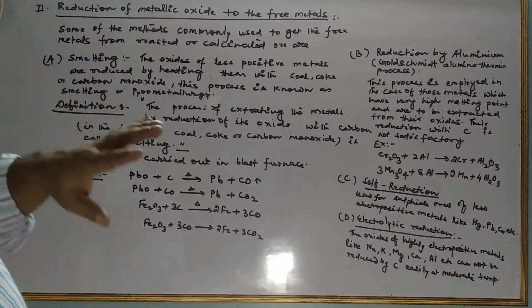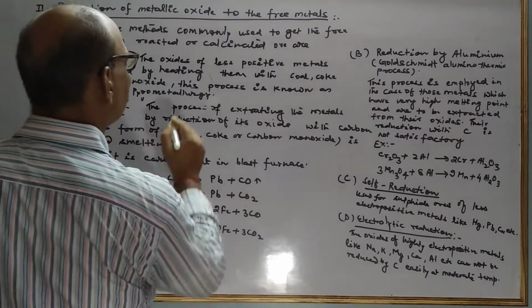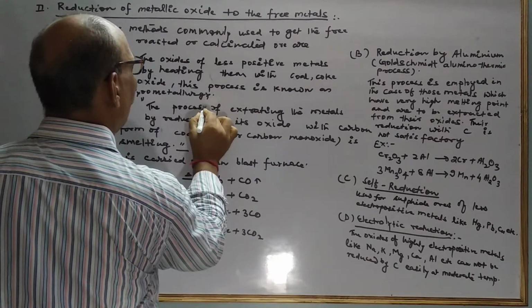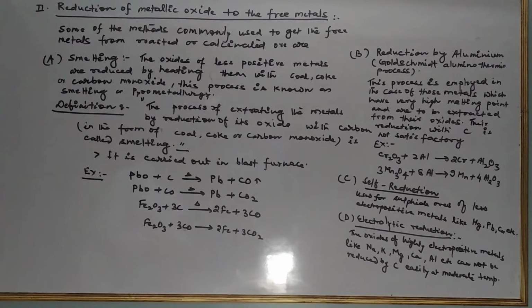Now let us know the definition of smelting. The process of extracting the metals by reduction of its oxide with carbon in the form of coal, coke, or carbon monoxide is called smelting. Smelting is carried out in a blast furnace.